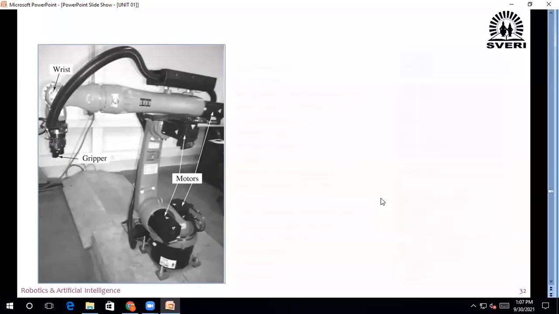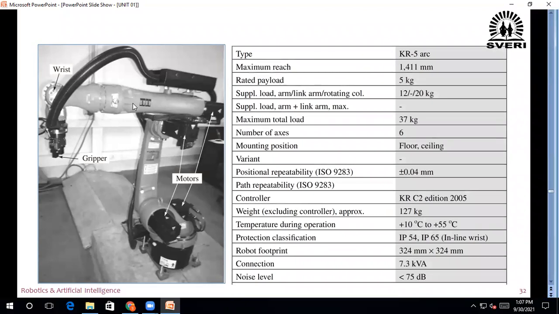Now this is the robot. This is the robot manufactured by the KUKA company. The name of the robot is here, the manufacturer's company. You may observe this is known as the gripper. This is a wrist. These are the motors.